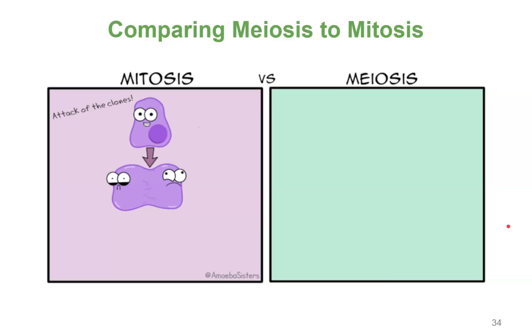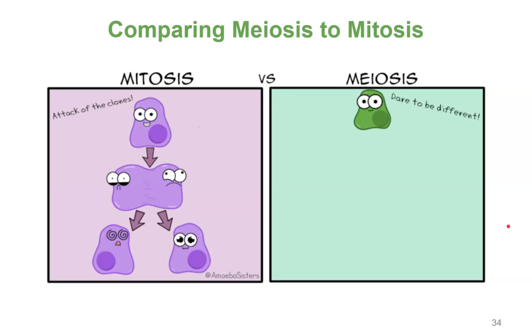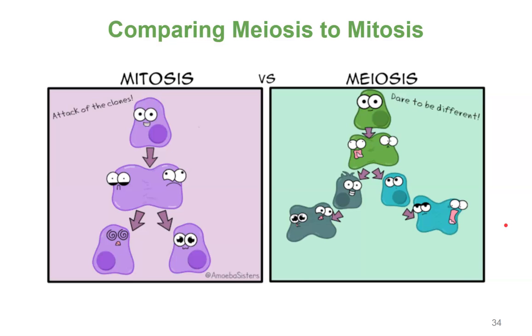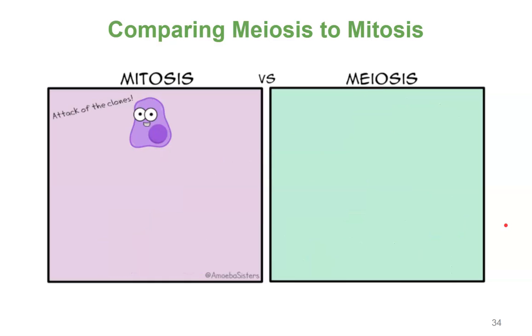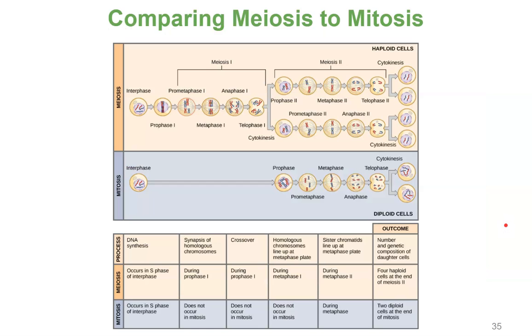Okay, so here's a nice little graphic that goes over the differences of meiosis and mitosis, which is brought to you by Amoeba Sisters. We're going to show you the chromosome number, and there we go. All right. So here's a nice graphic from your textbook that compares meiosis to mitosis again.